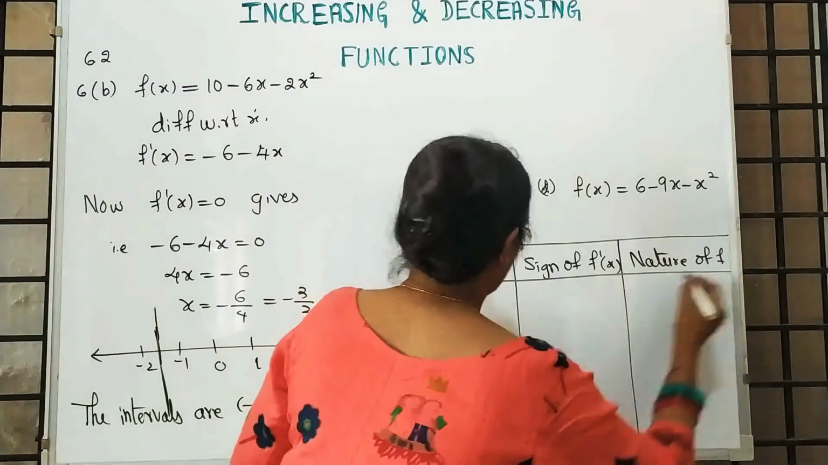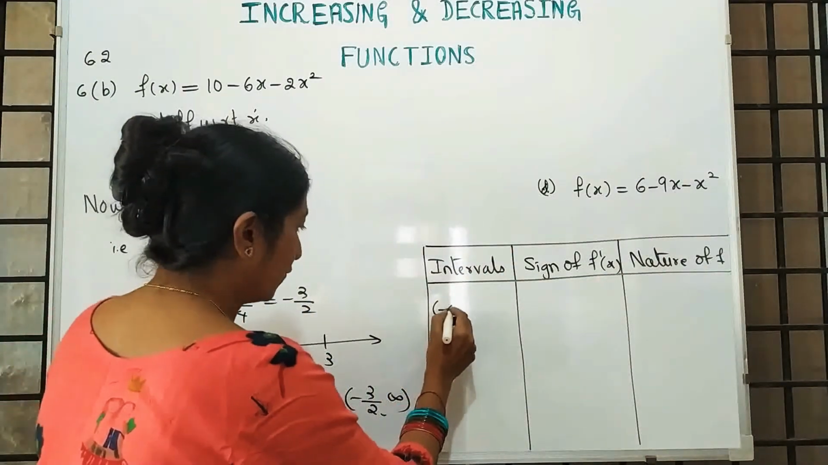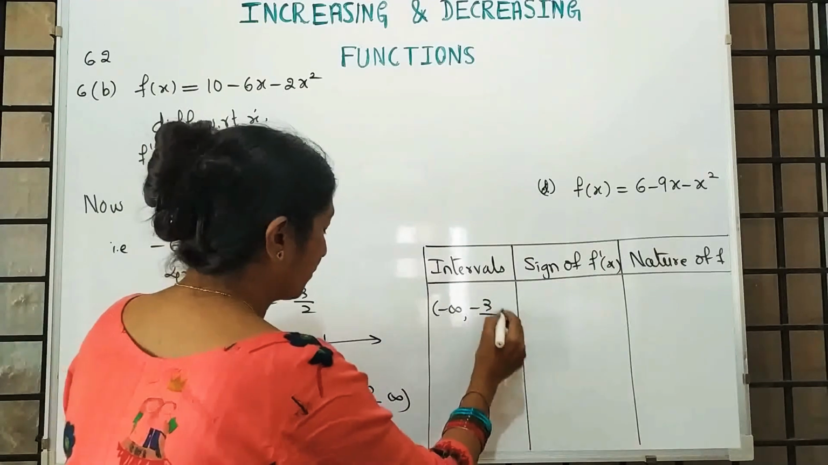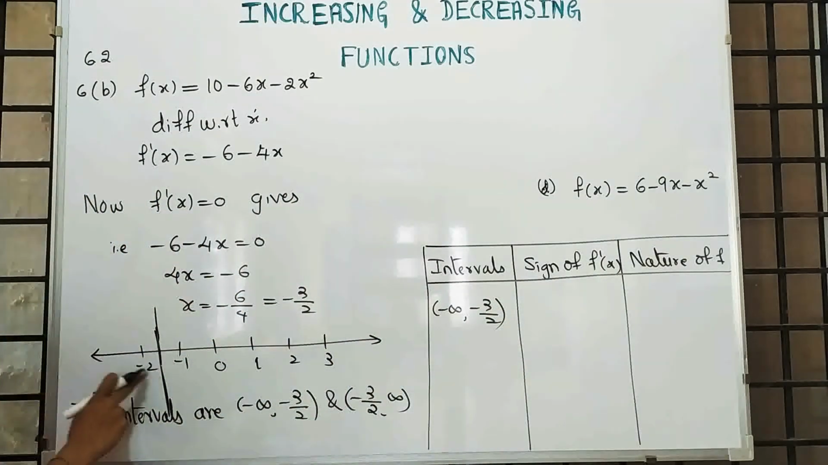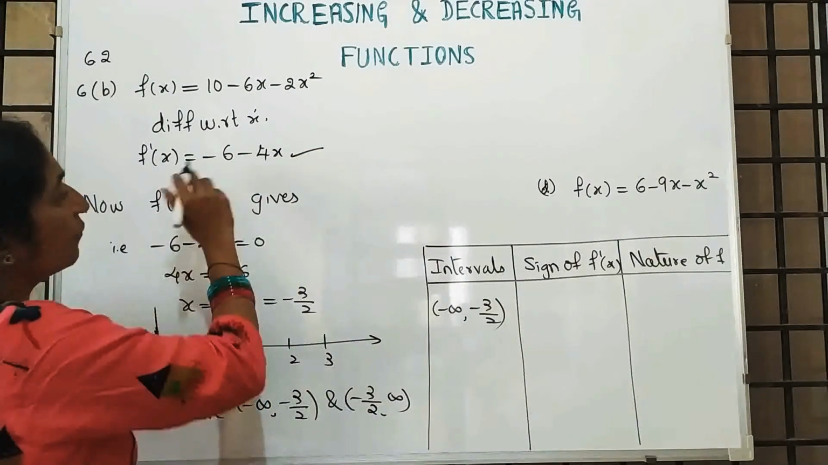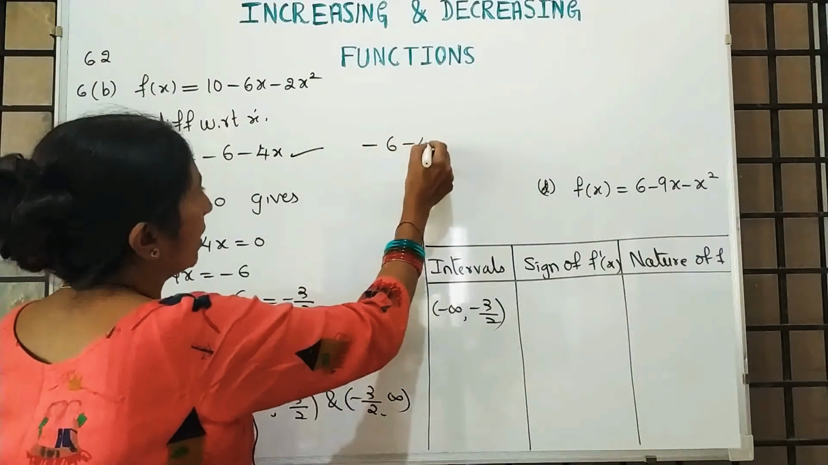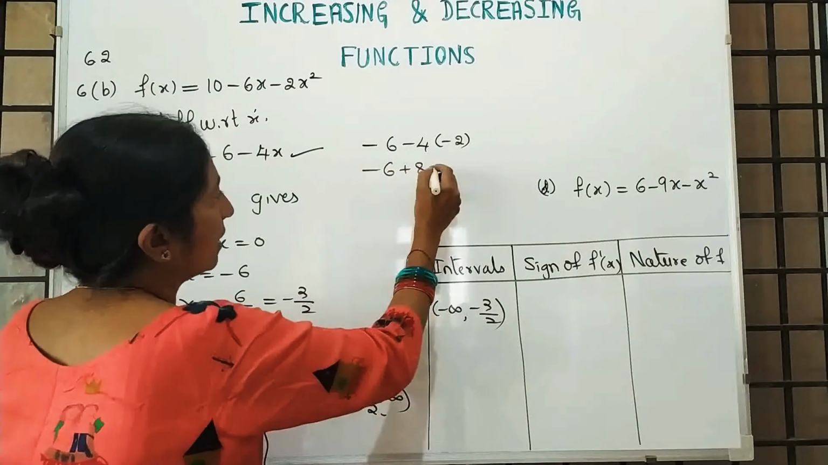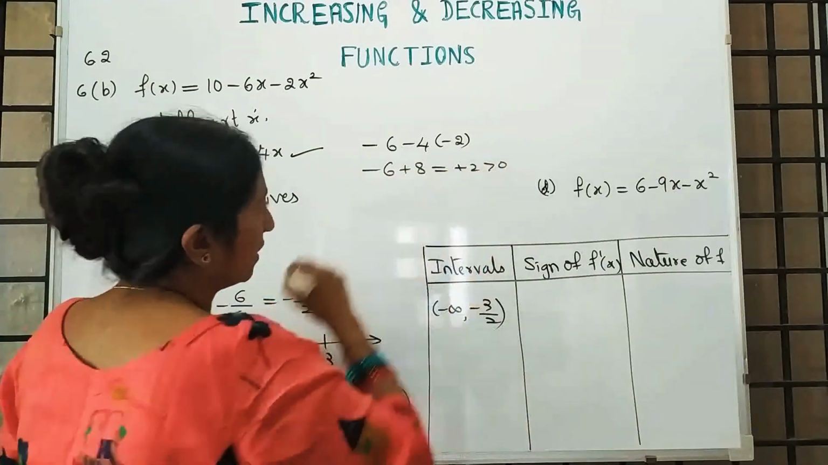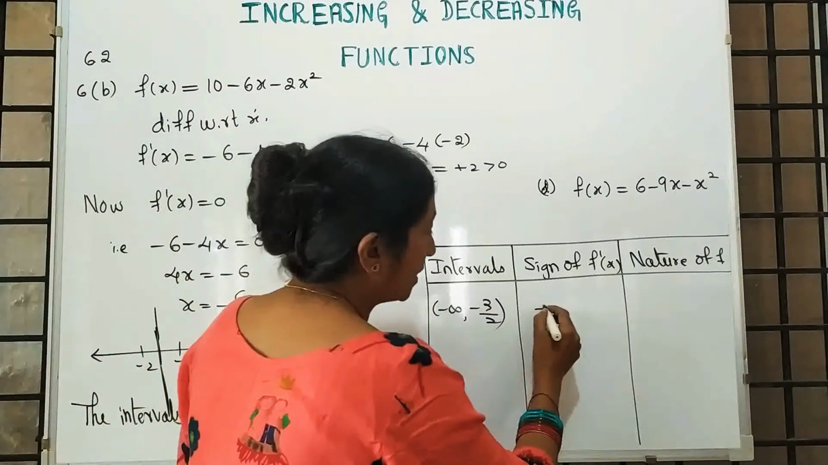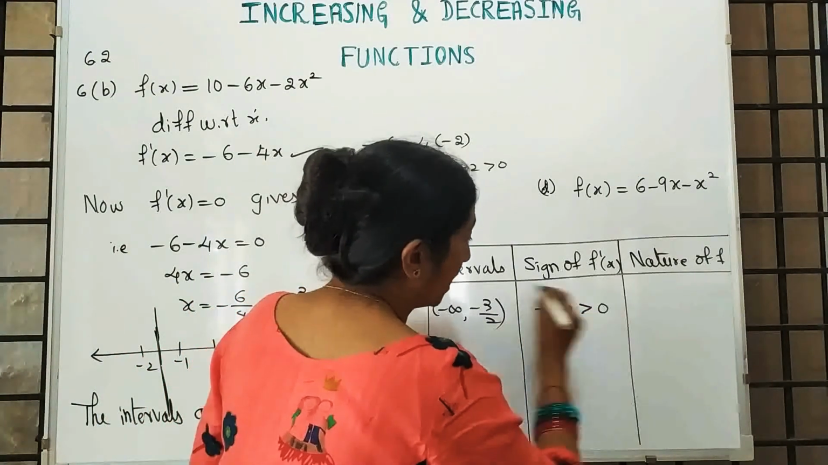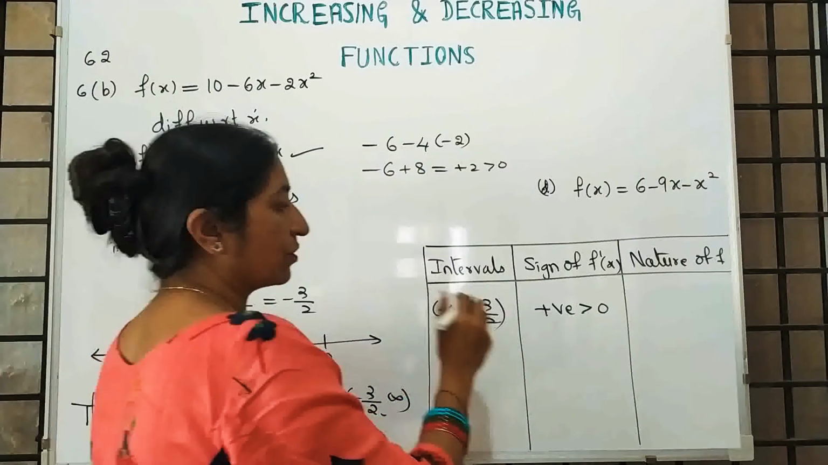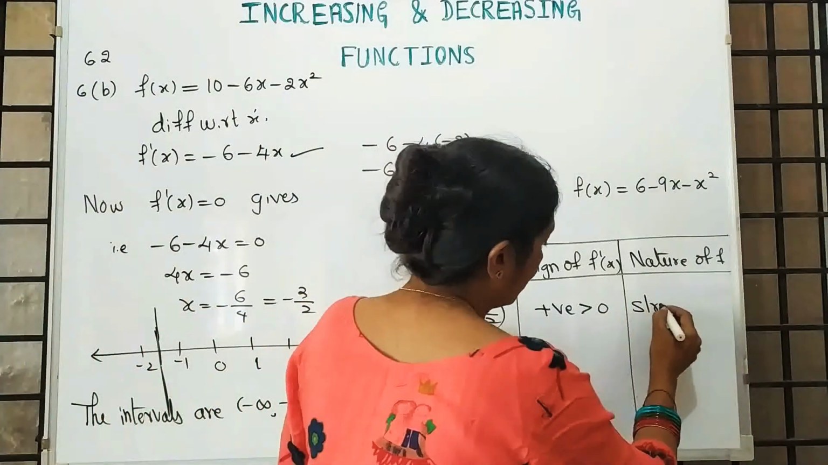What is the first one? First is minus infinity to -3/2. See in the number line, 3/2 is 1.5. If you take -2 and substitute that in the first derivative, -6 - 4 into -2, that is -6 + 8, we get +2. Plus 2 is greater than 0. That means the first derivative is positive, greater than 0. In between these values, it is strictly increasing.